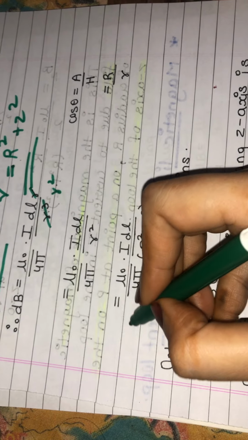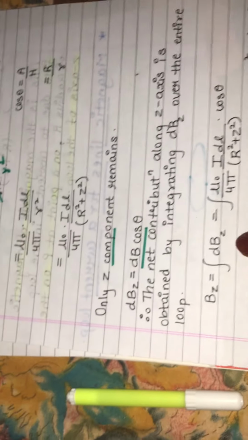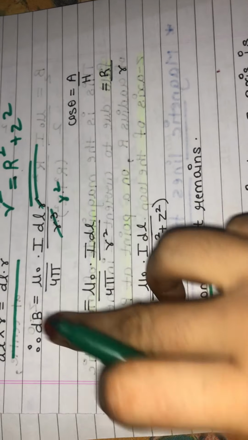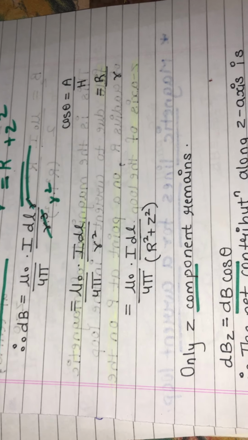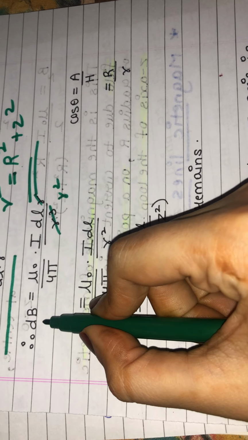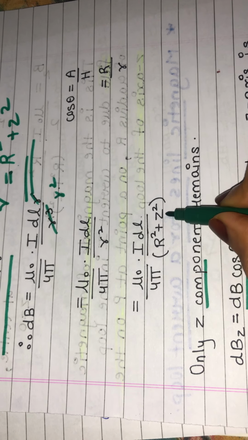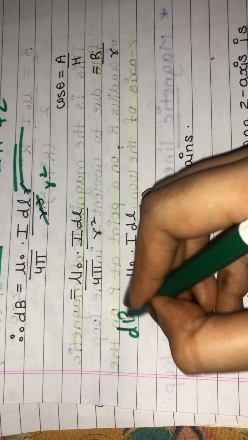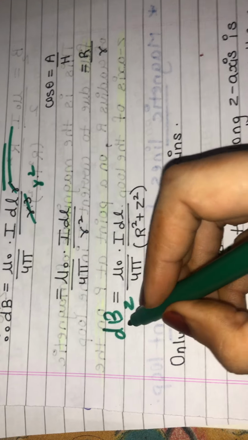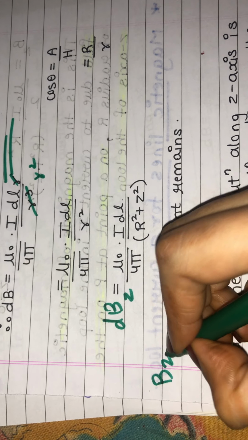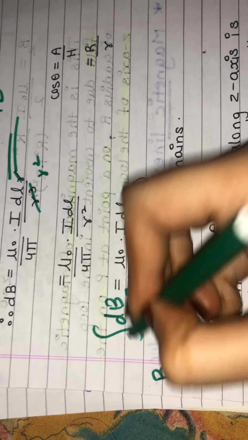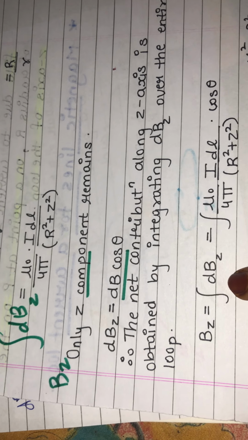I'll integrate this dv. Let's integrate. This was my dv, but when I write it in form of r and z, this dv becomes dvz. Now to find out bz, the magnetic field at z axis, I'll integrate this. So I'm doing that integration.